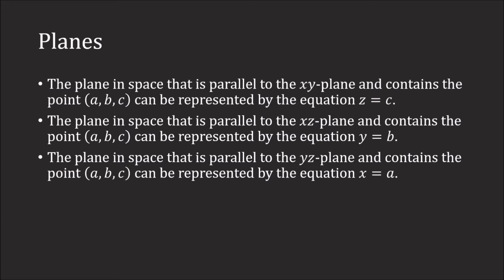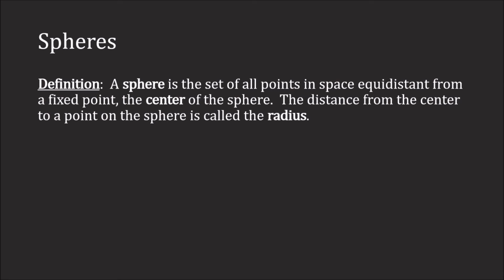We now study a special surface in space. Again, we will study surfaces a little bit more in depth later, and it's the sphere. A sphere is simply the set of all points in space that are equidistant from a fixed point called the center of the sphere. The distance from the center to a point on the sphere is called the radius. Well, this is the same definition that we had for a circle in the plane.